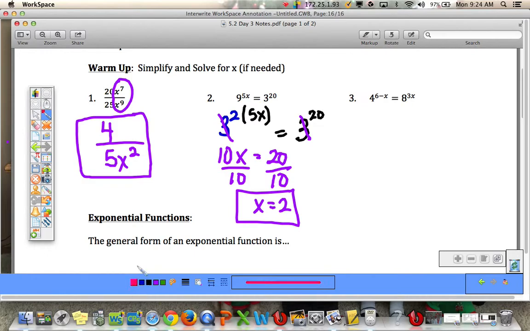All right, the next one we have 4 and 8. What's a common base for 4 and 8? And that would be 2. 2 squared is 4, and don't forget to multiply that squared by 6 minus x. And that equals 2 to the 3rd power is 8. And don't forget your 3x.